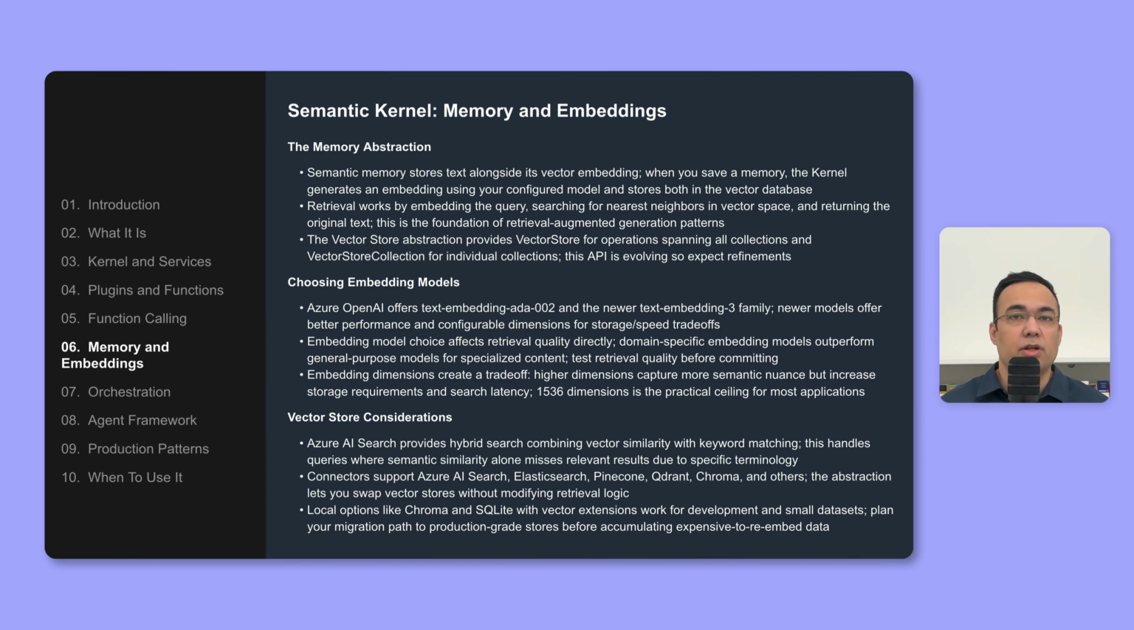This abstraction should let you swap vector stores without modifying your retrieval logic, though in practice you may need to tune parameters for each store's characteristics. Local options like Chroma and SQLite with vector extensions work well for development and small datasets. However, you should be planning your migration path to production grade stores before you accumulate data that becomes expensive to re-embed.